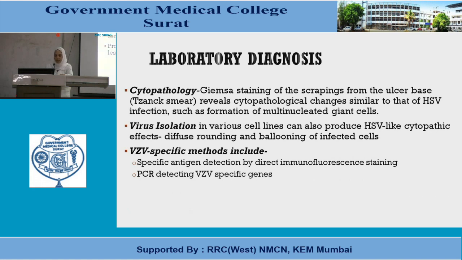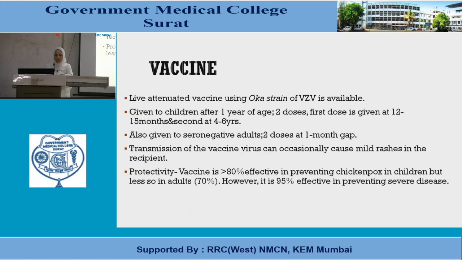Coming to the vaccine, we do have a vaccine for them. The live attenuated vaccine using the Oka strain of varicella zoster virus is available. It is given to children after 1 year of age, and 2 doses are given.